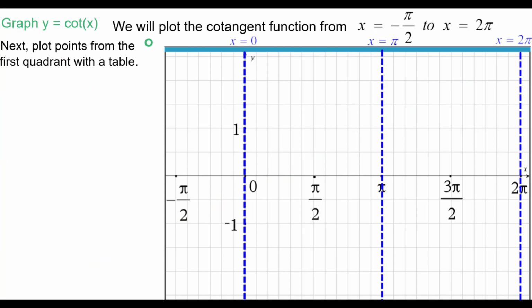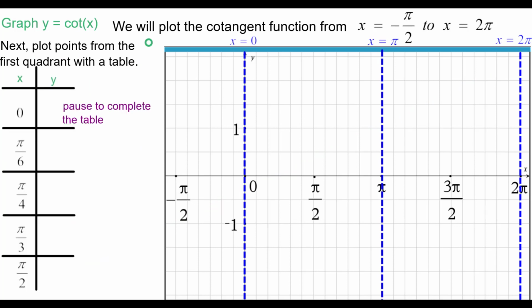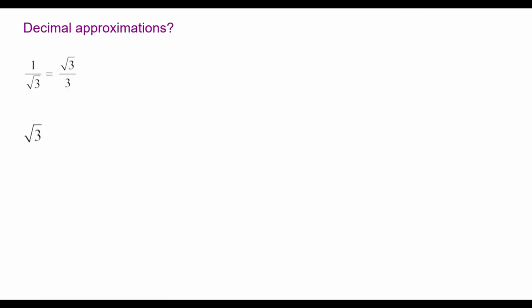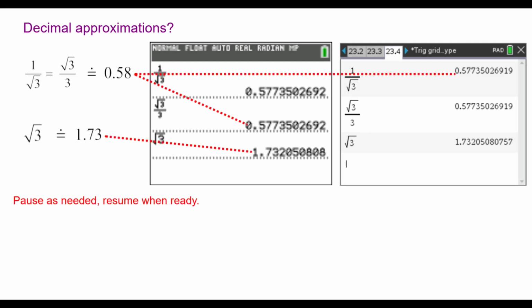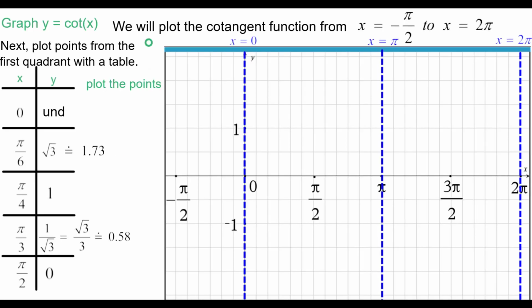Next, we're going to plot points from the first quadrant with a table. Here's your table. Pause to complete the table. And these are the values that we came up with. Notice that we're going to have to get decimal approximations for these two irrational numbers. I have an TI-84 and Inspire, however you want to get your decimals, and we're going to round to the nearest hundredth. Pause as needed. So here are our approximate values.